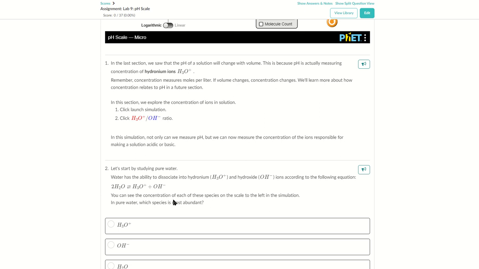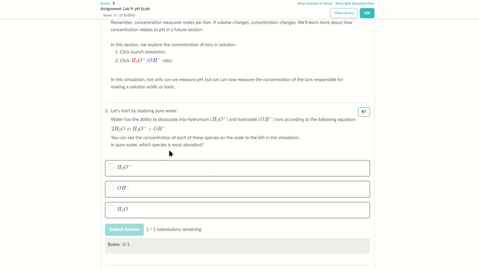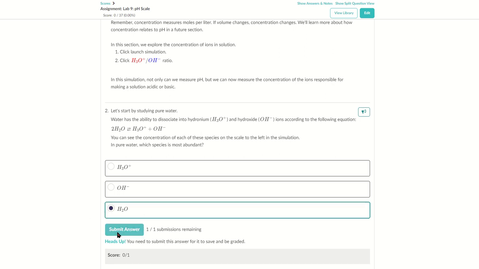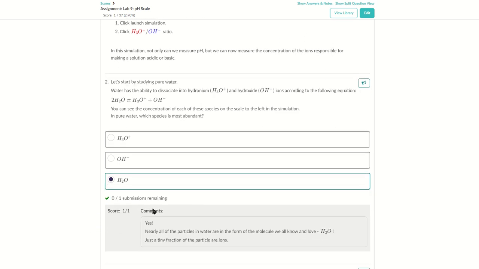And in pure water, remember, water is neutral. And remember, I said, think of acid whenever you have hydronium, think of base whenever you see hydroxide. Water is neutral. It's not acidic. It's not basic. So what that means is that these have to equal each other. So in pure water, the one that's most abundant is going to be water.